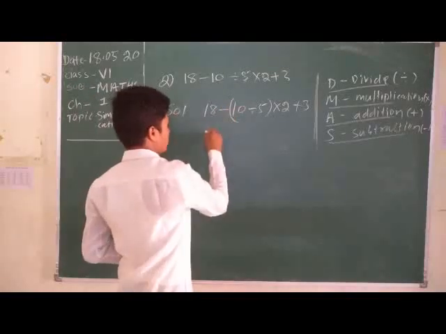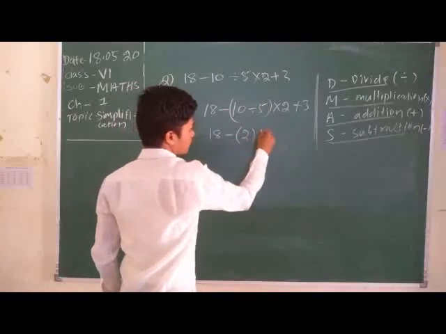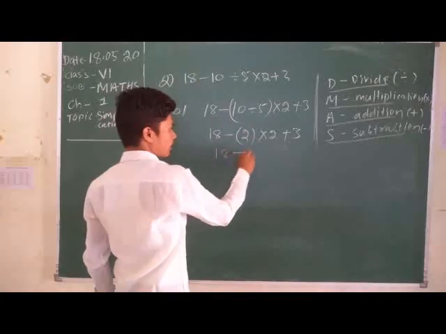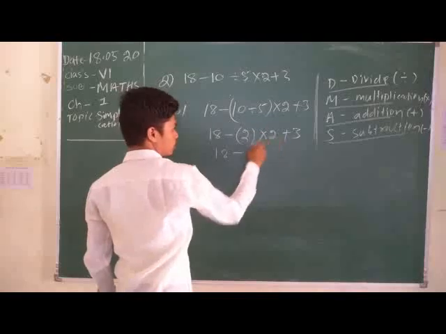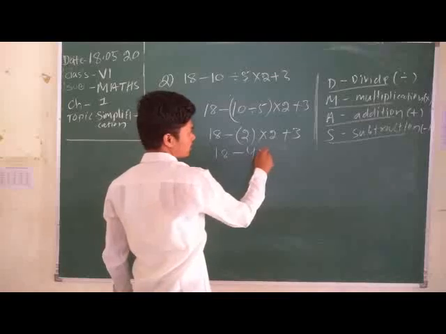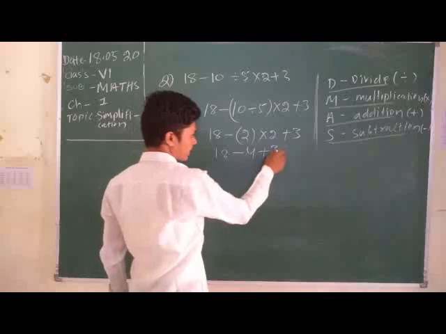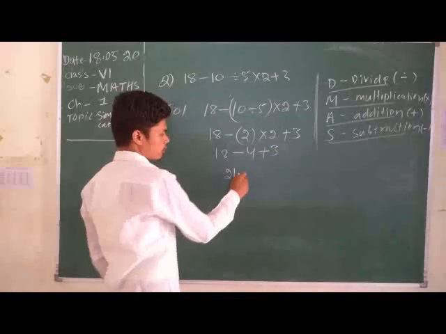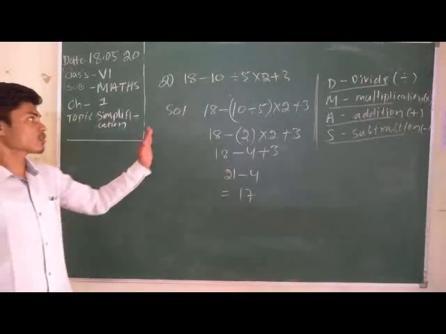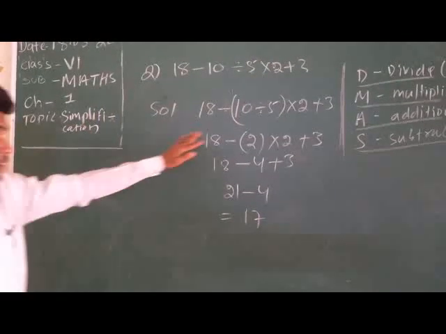Then 10 divided by 5 is equal to 2. 18 minus 2 into 2 plus 3, so 18 minus 4 plus 3. 18 plus 3 is 21, 21 minus 4 is 17. We got the same answer, 17. Clear about using brackets and how you find the answer? Now it is the DMAS rule. If you use the DMAS rule, you easily find the answer.